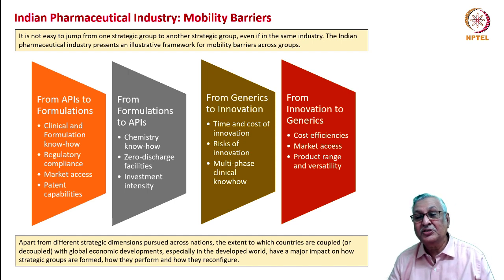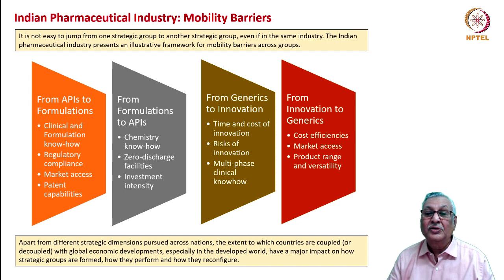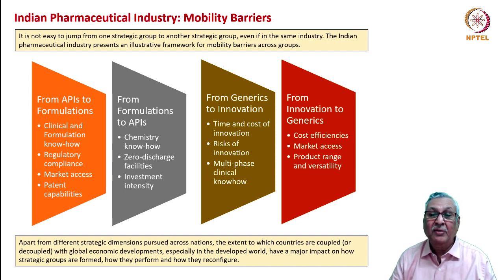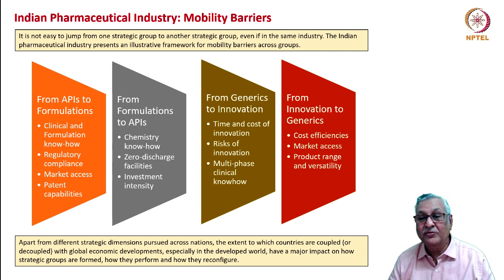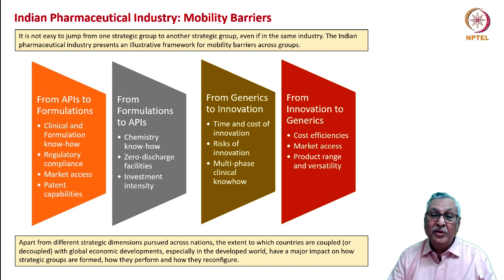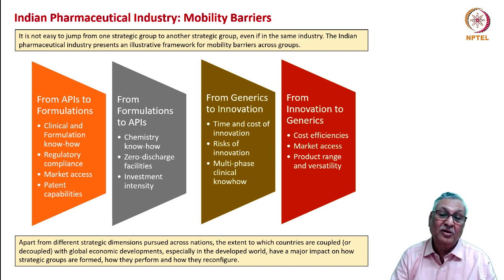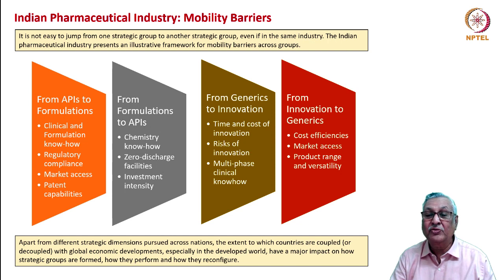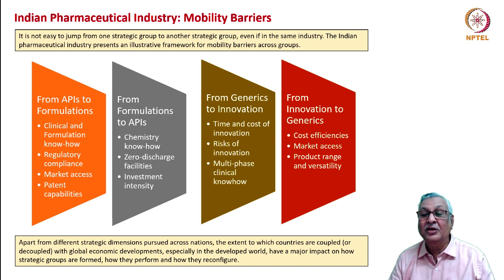Suppose you are a generic strategy group company, you want to move into the innovation strategy group. You have to have the patience and capability for the time and cost of innovation. You should be able to bear the risks of innovation, and you should have the know-how to conduct multi-phase clinical trials, human clinical trials, apart from the biological in vitro and in vivo trials in the laboratories. And these will take years, and products can fail at any point of time. So these are the challenges.